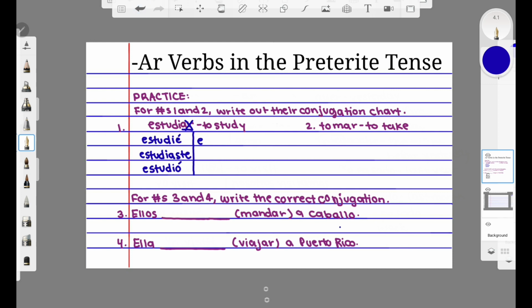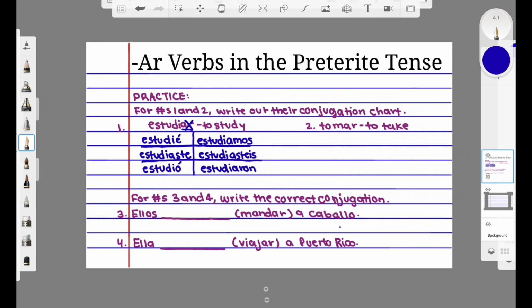Nosotros estudiamos. Vosotros estudiaste. Estudiasteis, sorry. And ustedes, ellos, ellas estudiaron. That would be our full conjugation chart. So anytime we wanted to use estudiar, we would use this conjugation chart, except we wouldn't have to write out all of it because we would probably be given a subject pronoun like in 3 and 4.